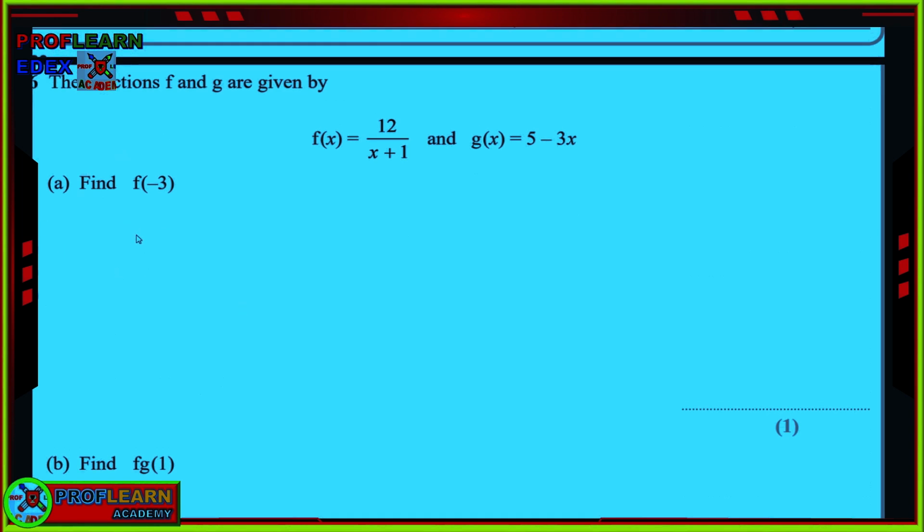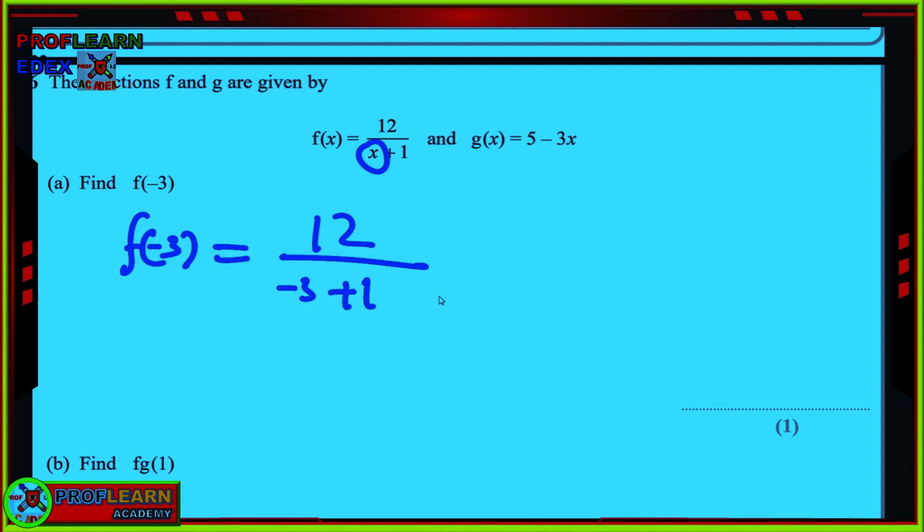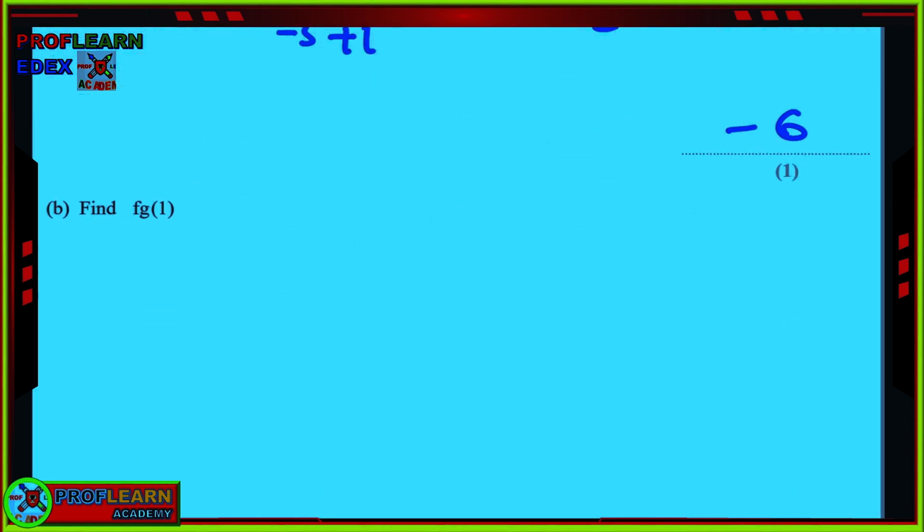So for instance, here we are given f of x. So f of negative 3 means that we are going to substitute anywhere we have x in the function f with negative 3. So this is going to be 12 over negative 3 plus 1. And if you work it out, you're going to get 12 over negative 2, which is going to be negative 6 as our answer in this case.